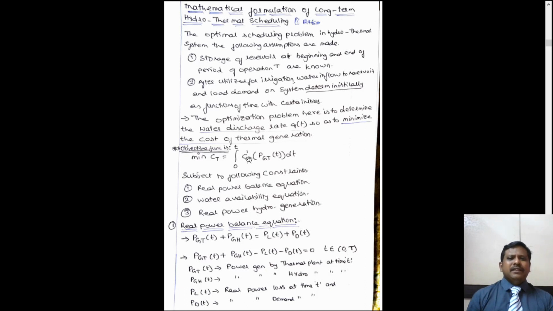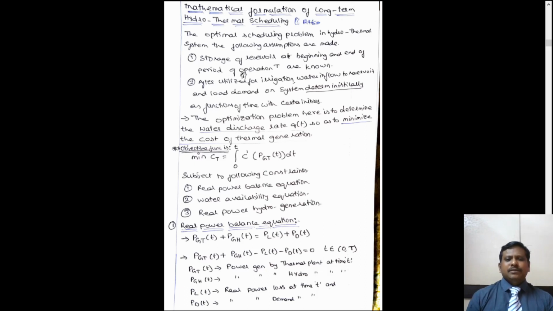So, the mathematical formulation of long-term hydrothermal scheduling. Again, I am repeating, long-term scheduling is not part of your syllabus. But in order to understand how you will be scheduling, I am explaining this content. For the optimal scheduling problem in a hydrothermal system, the following assumptions are made. First one is the storage of the reservoir at the beginning and end of the period of operation T are known. After utilization for irrigation, water inflow to the reservoirs and load demand on the system are deterministic, as a function of time with certainties.